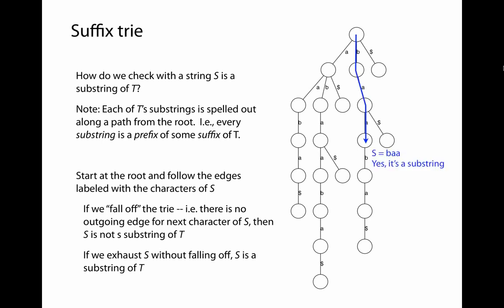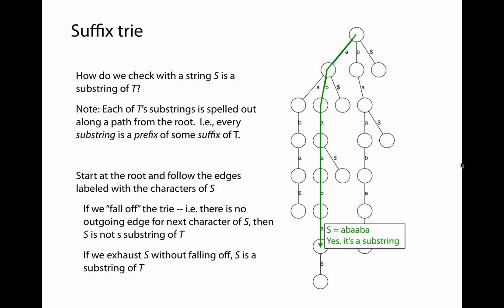So let's try an example. Let's say our query string S is BAA. If we start at the root, and we look for an outgoing edge labeled B, which is the first character of S, we find that there is one, so we follow that edge, and we move to the next character of S, which is an A. Is there an outgoing edge on A? Yes, there is. So we go to the next character of S, which is another A. Is there an outgoing edge on A? Yes, there is. So we've exhausted the characters from S, and at no point did we fall off the trie. So yes, S is a substring of T, BAA.